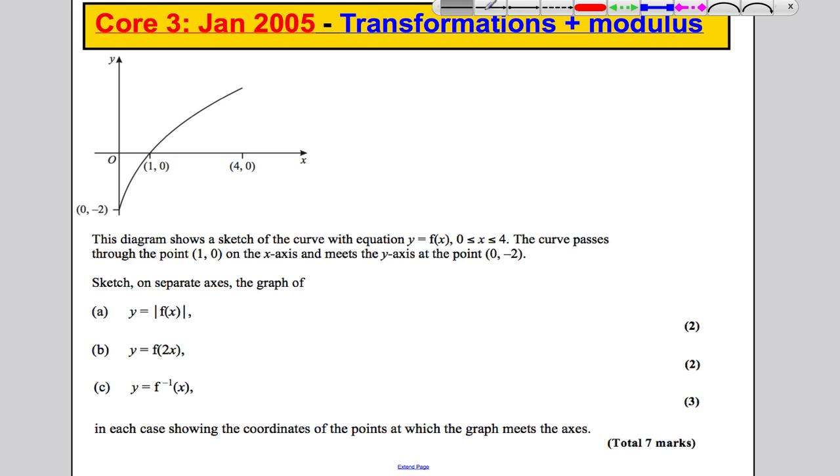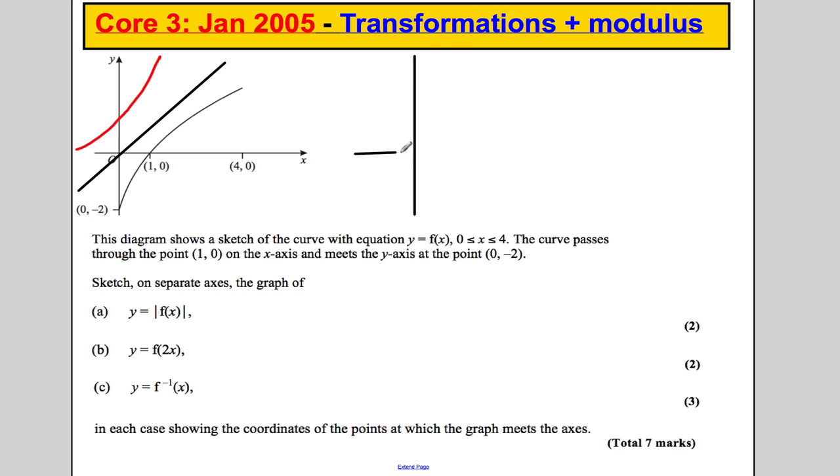And the last one is draw the inverse graph. Now you should know the inverse graph is a reflection in the line y is equal to x of this. So you know it's going to look something like this, something like that. So let's draw it out as neatly as we can. You know that the point 1, 0 is now going to be here. That's going to be the point 0, 1. You also know this point here, 0, -2, is going to be here at -2, 0. And you know 4, 0 is going to be up here at 0, 4.